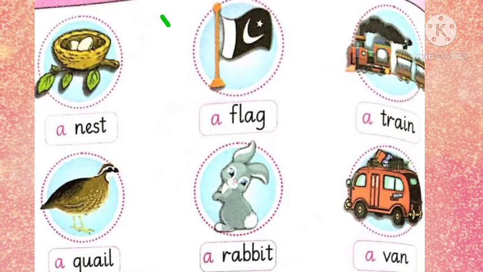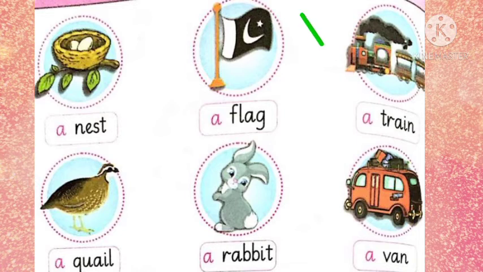Look at the next picture. It's a flag. Flag of our country. And it has 2 colors, white and green. So flag begins with letter F and F is a consonant. So what we will use with consonant? Which article we will use? A. We use a with the consonant letters and F is a consonant. So we will use a flag.